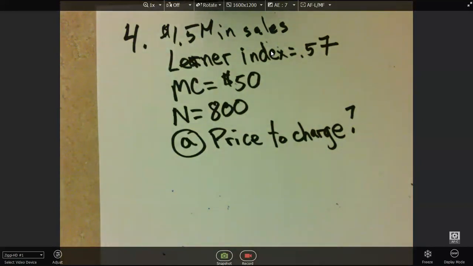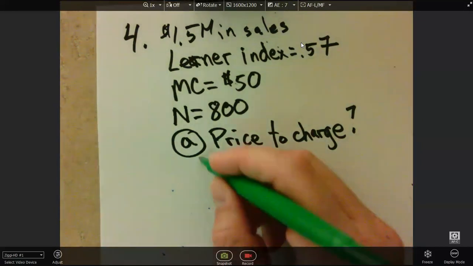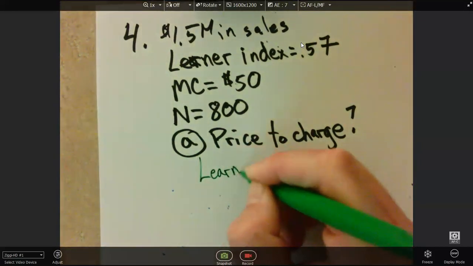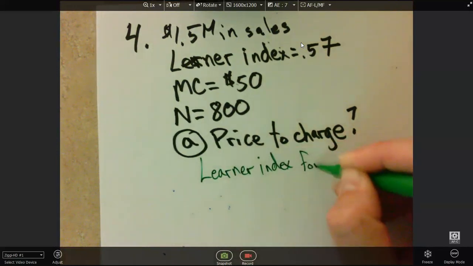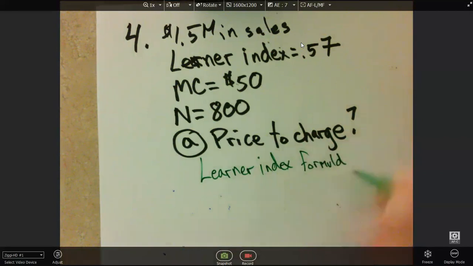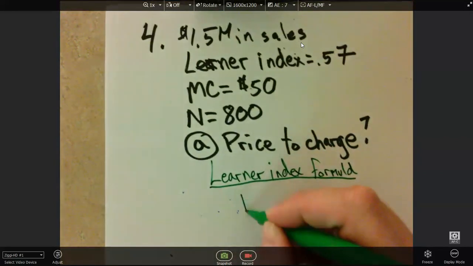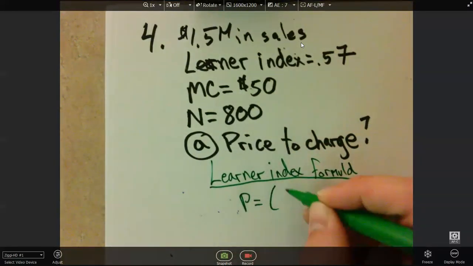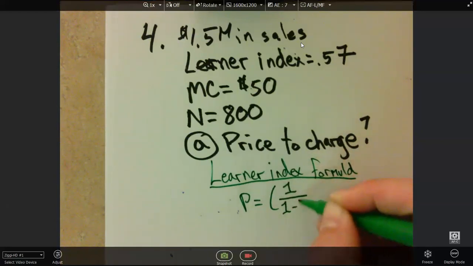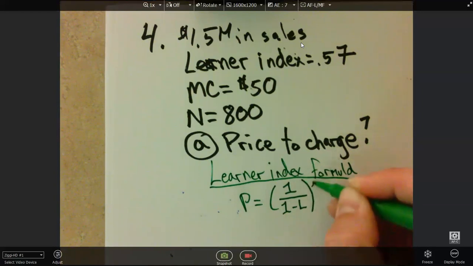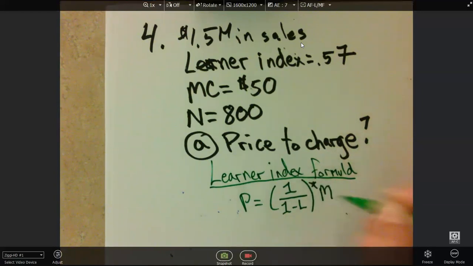Find our blue pen. All right, well, we're going to go with green. So our Lerner index: price equals 1 divided by 1 minus L, times marginal cost.